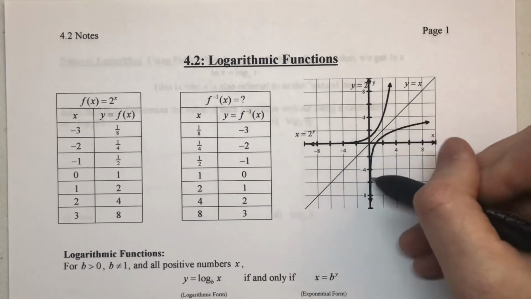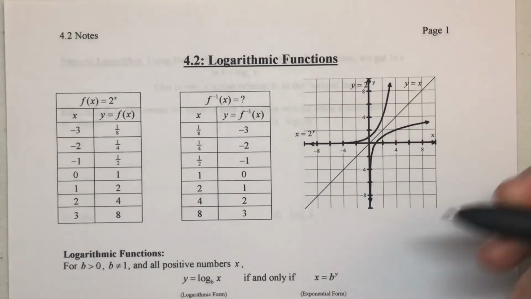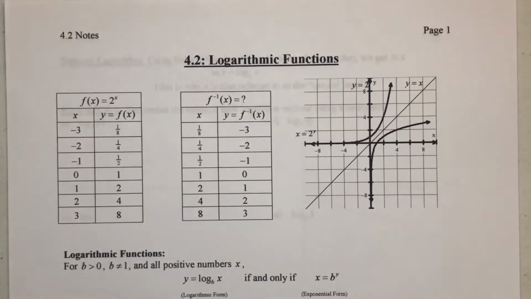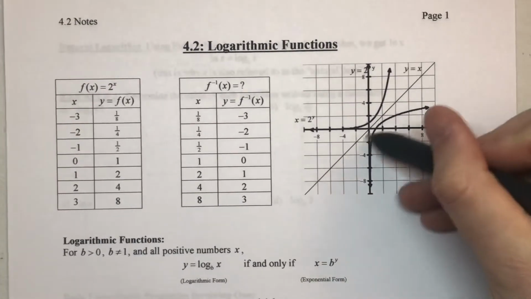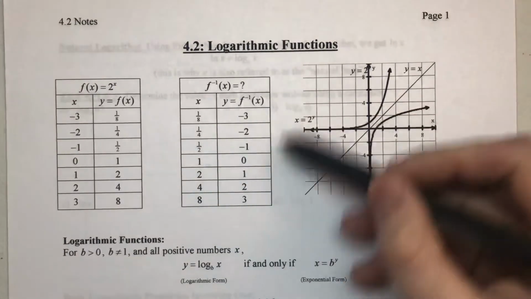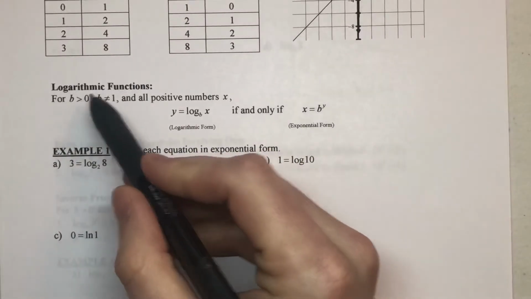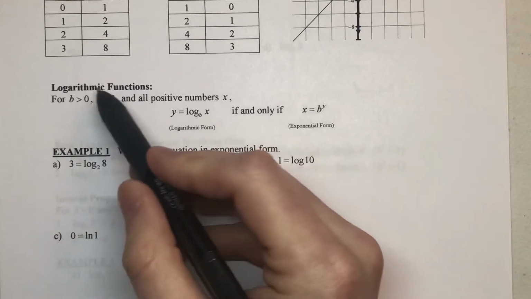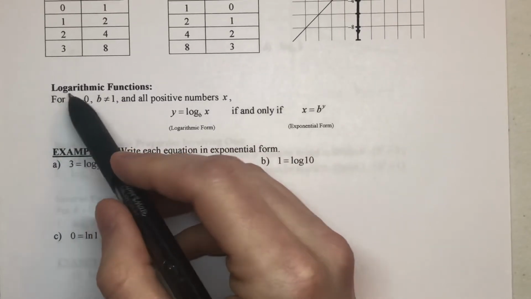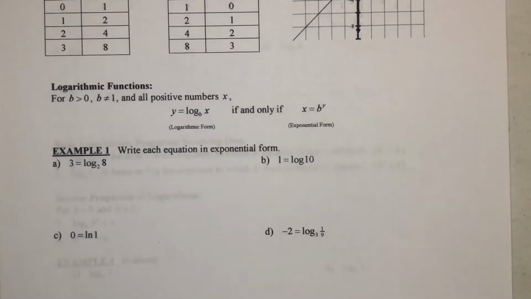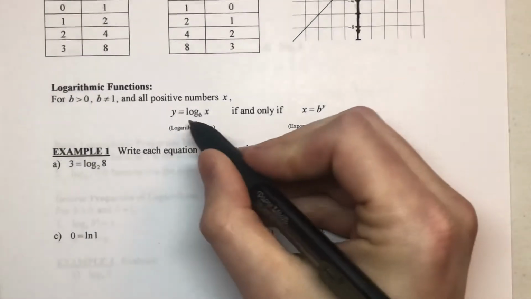But this function, this graph here, it is a function. And so we want notation to describe it. So the notation used to describe the function with this pattern, or in other words, the inverse of an exponential, is something we call a logarithmic function. Now, logarithmic, we're going to shorten to log, L-O-G, and you're going to see that L-O-G used to describe this function. So we have the log.